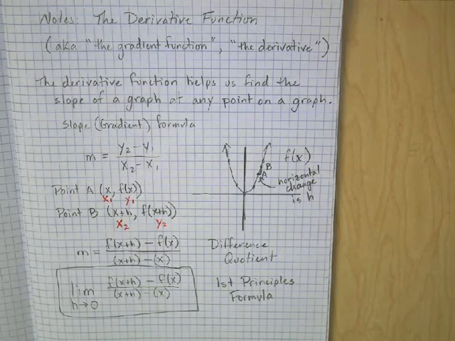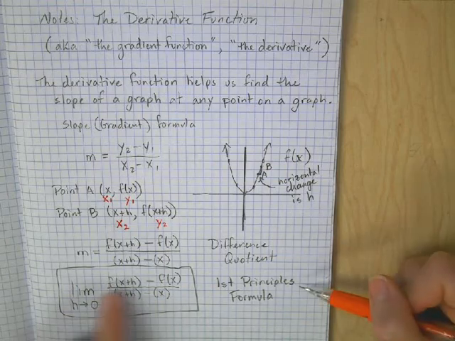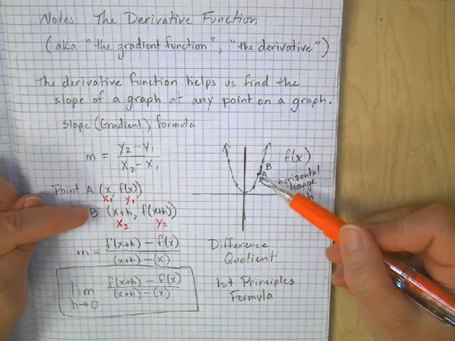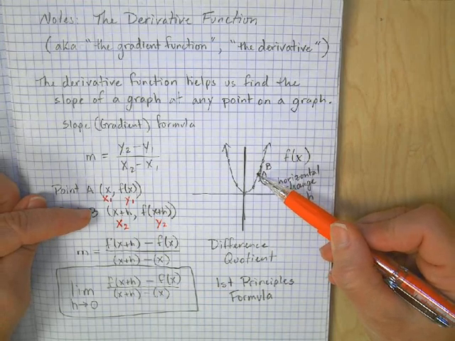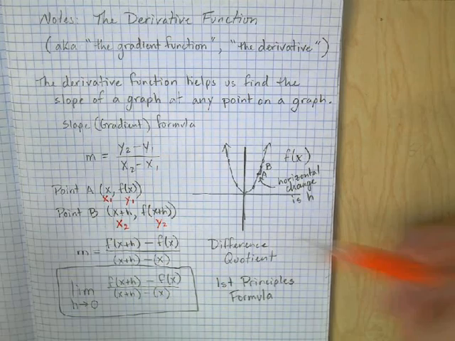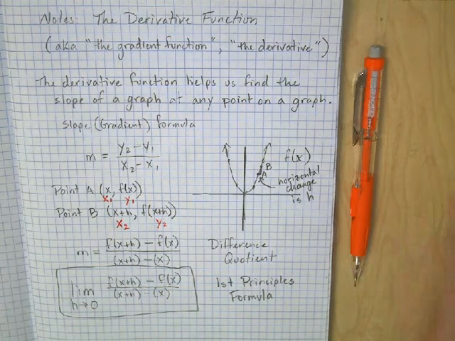All right, that's it. Okay, so little short notes. This is called the first principles formula. It comes from the slope formula and taking a point B that's really close to point A and substituting that in. So the hard work is when we actually do the problems, and we're going to do that in class tomorrow. That's it for now.